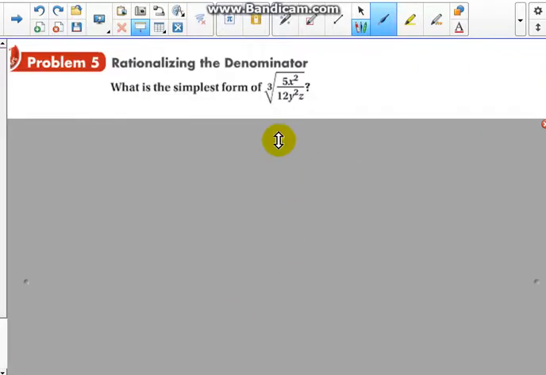So we're going to use that in our last problem of the day, rationalizing the denominator. What is the simplest form of the cube root of 5x squared divided by 12y squared z?